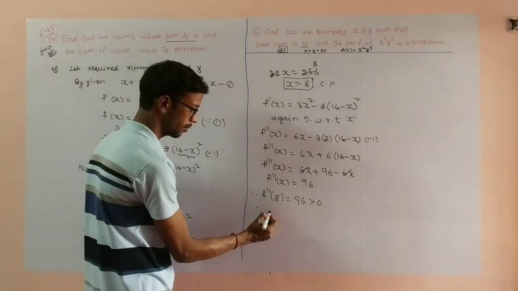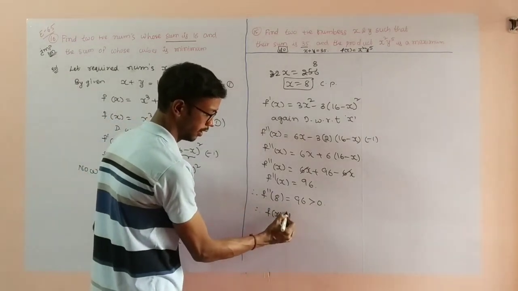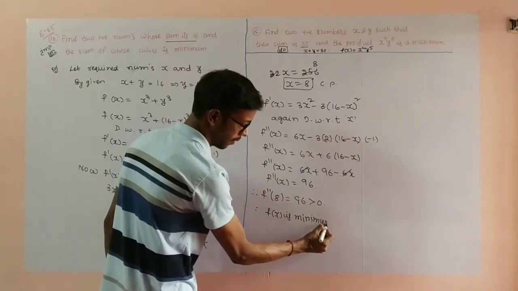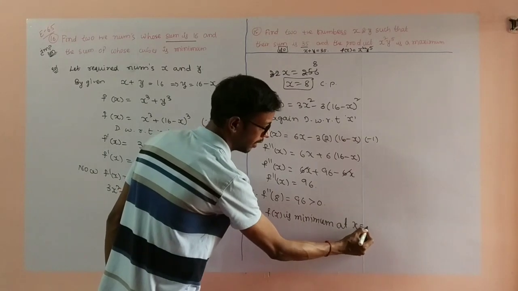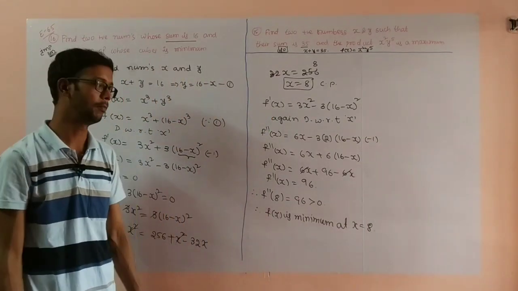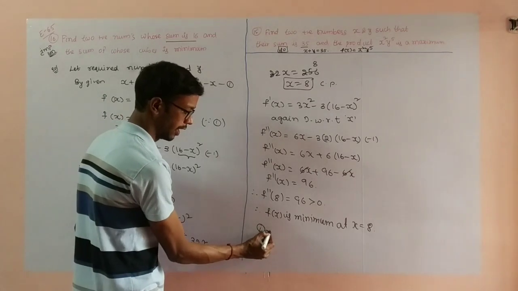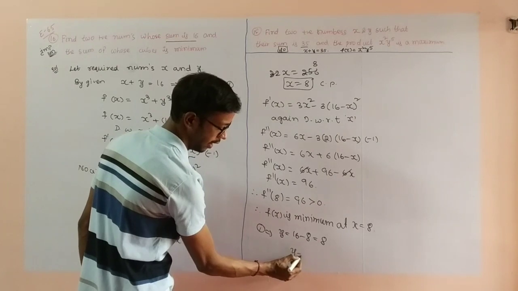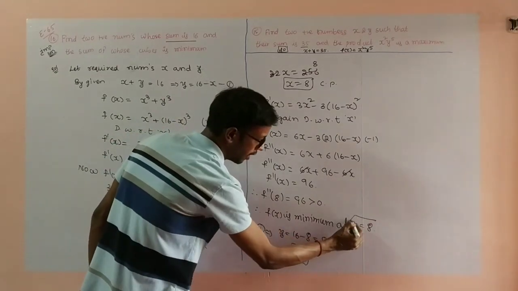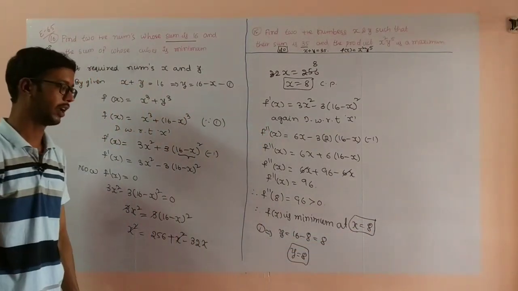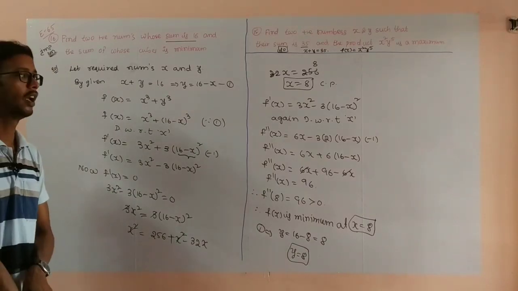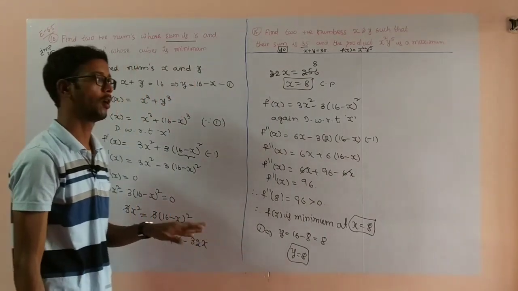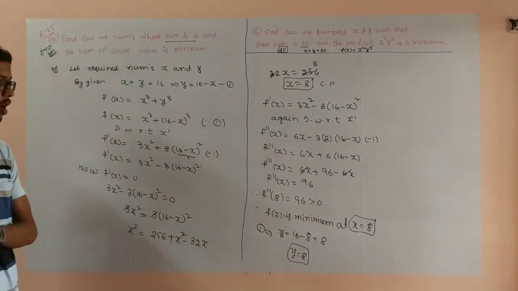Therefore f of x is minimum at x equal to 8. Minimum at x equal to 8. From equation 1, y is equal to 16 minus 8, that is 8. The required two numbers are x equal to 8 and y is equal to 8. This is an important concept and important problem in this exercise. So pause the video to note it down.